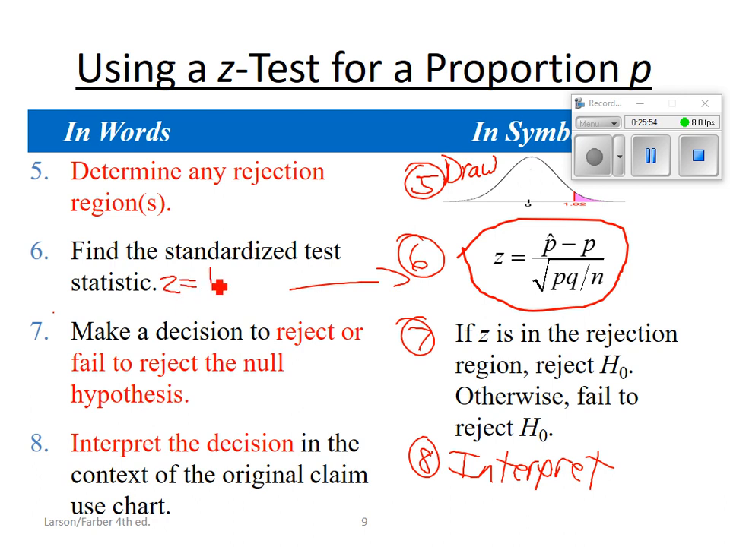Z equals p-hat minus p, divided by, and this one's a little different, the square root of p times q divided by n. That's ugly as could be. Is n included in the square root? Yeah, n is under the square root also. So remember with this one, unlike the other ones, you probably ought to do the top first, then the bottom, then worry about doing the division on your calculator.